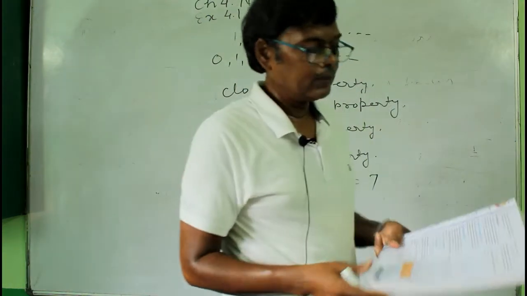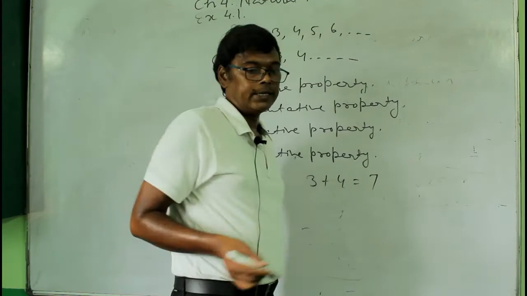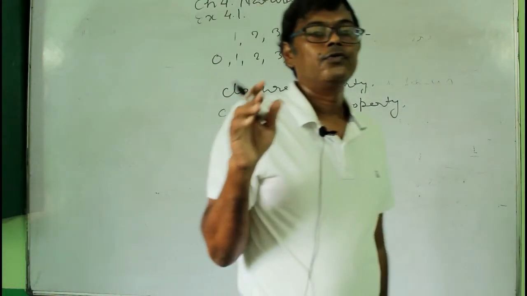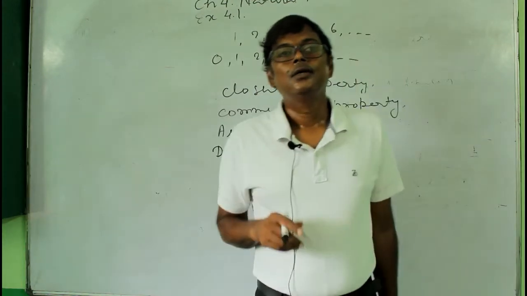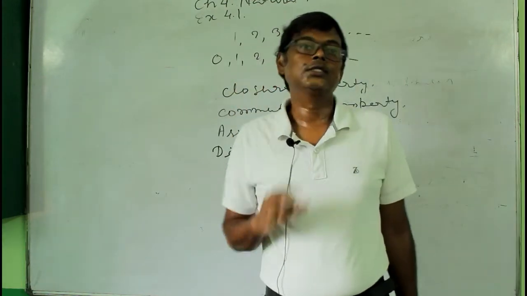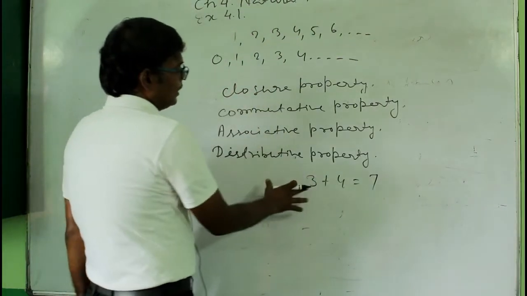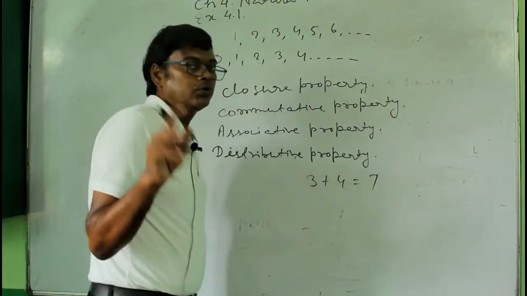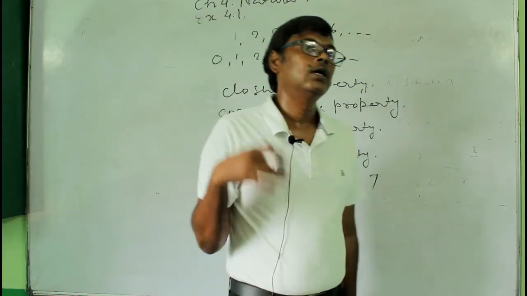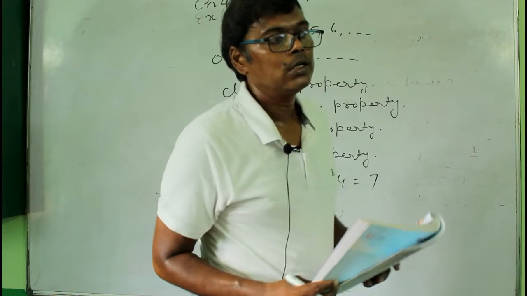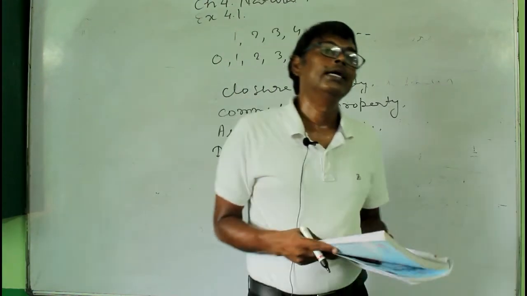Okay, then you have the commutative property. Commutative property for addition. So here I am discussing first the addition. Okay, addition, that is the properties for addition. So first is the closure property. I told you that here 3 plus 4 is 7. When you add any two whole numbers, the answer will also be a whole number. Okay, so the closure property is valid for the addition.